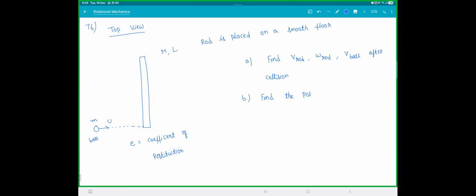Find the point on the rod. You will need that, right? Because I can ask multiple questions like this. Find the ratio of M by small m if the ball stops after collision. So you can play a lot by keeping variables. Find the point on the rod whose velocity is 0 just after collision. Remember, if on a rod you can find a 0 velocity, it is your IAR.